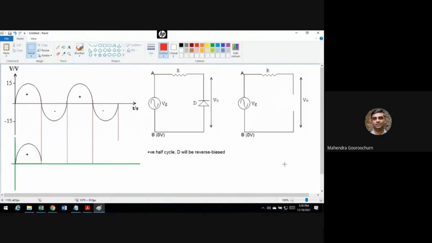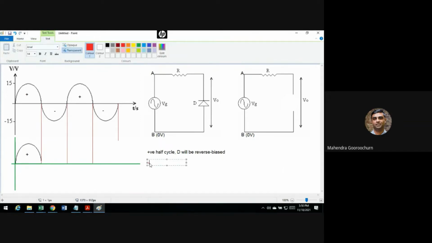Now let's look at the negative half cycle. Let me just write it again. I expect you to write this in your copybook. So in the negative half cycle, what would your diode D be? Let's just take a case.